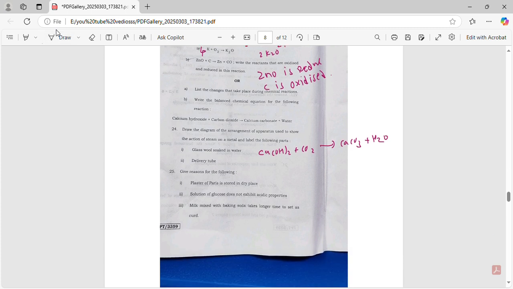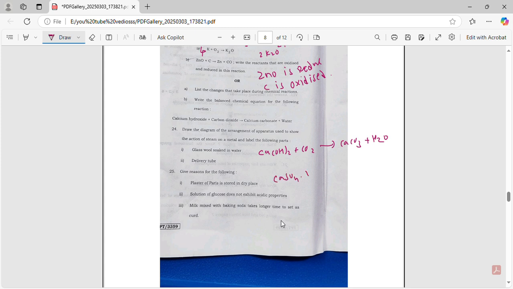Draw the diagram. Give reason: plaster of Paris is stored in a dry place. POP is CaSO4 half H2O. If you don't store it in a dry place, it absorbs moisture and becomes gypsum. The gypsum formula is CaSO4 2H2O.